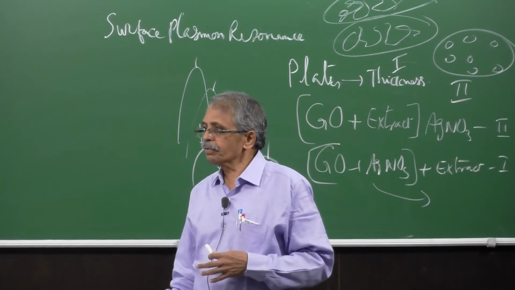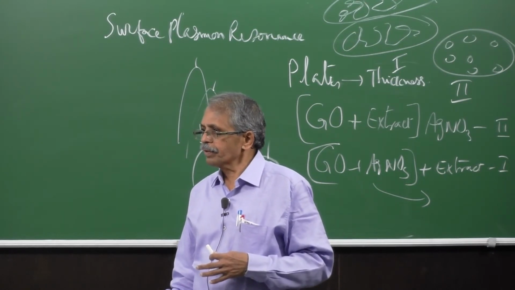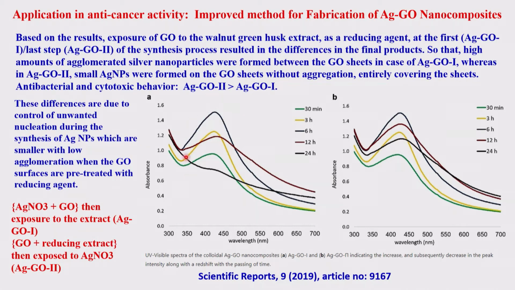So how do we make this out? You can make it out by just comparing the absorption spectrum. This is from method 1, this is from method 2. If you map the corresponding ones one to one, you will be able to find it. Both of these are done at 30 minutes, 3 hours, 6 hours, 12 hours, 24 hours.